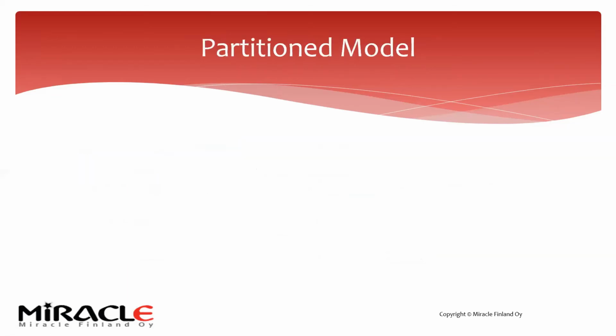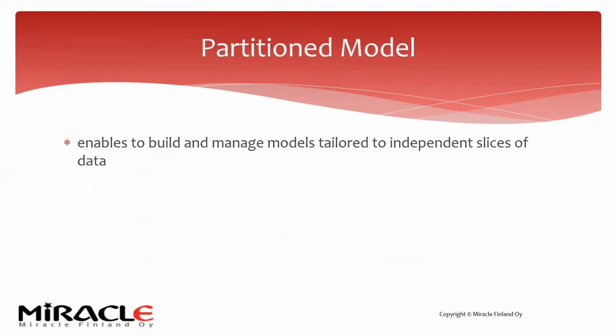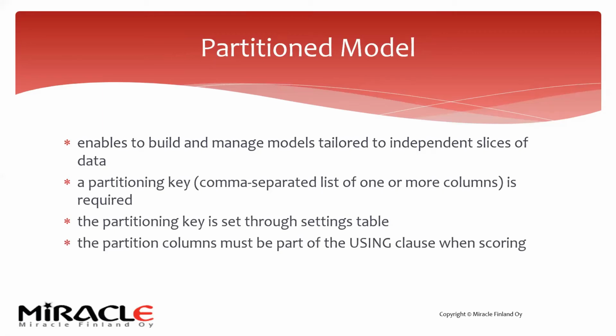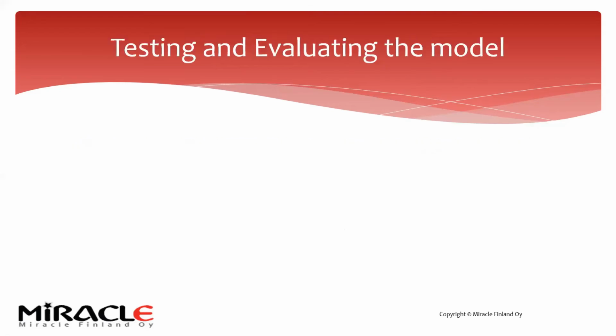I can also partition the models, which actually means that I can build and manage models for independent slices of data. So this is quite a unique thing. So I can split the data into parts and use those as a partitioned model. Partitioning key is required and is set through the setting table. So one of the rows I should insert into my setting table is this partition key. And they must be part of the using clause when scoring, but that's something I talk about later.